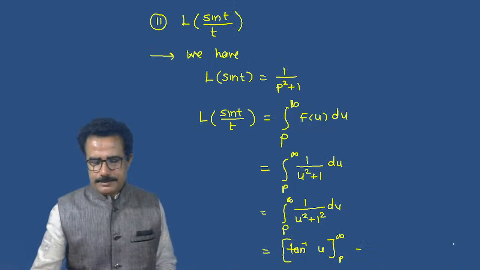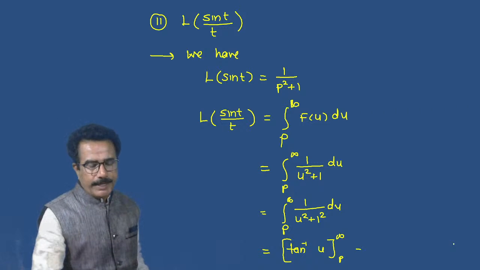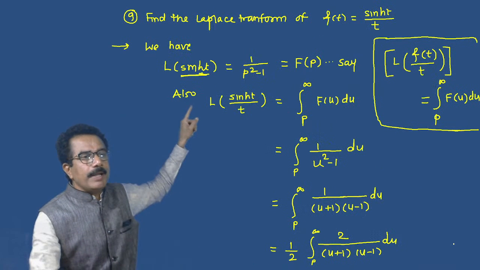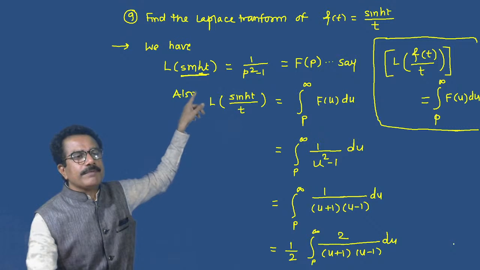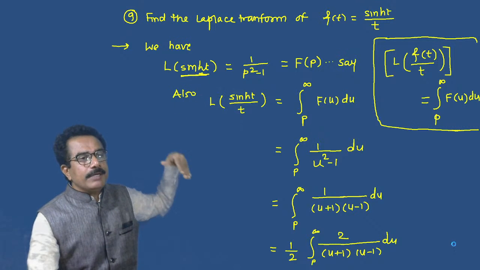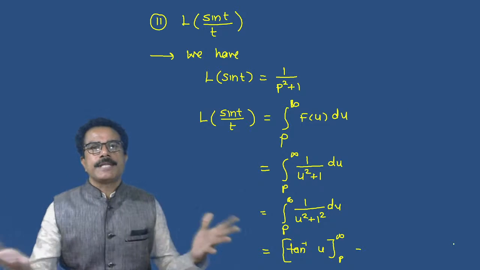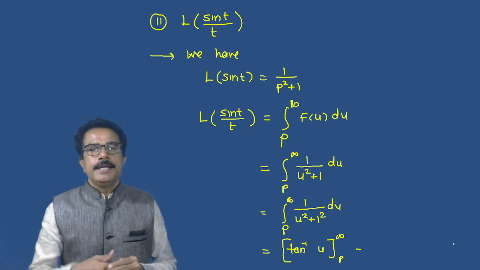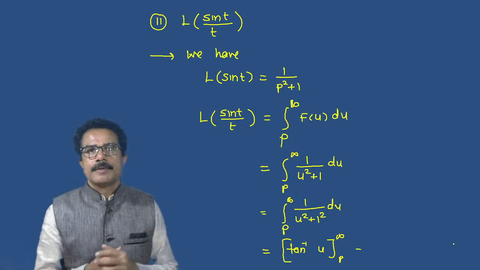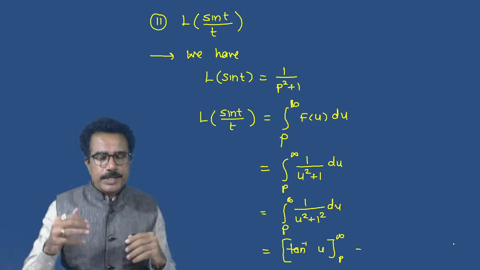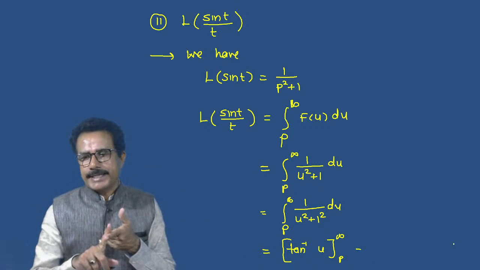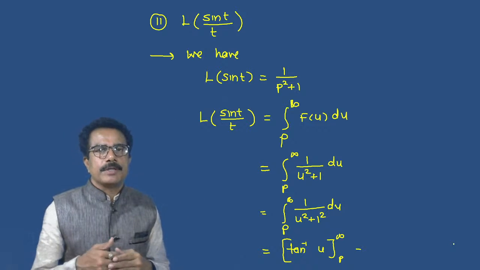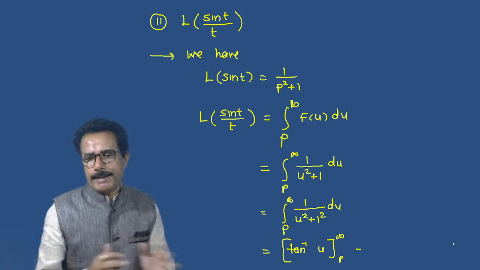Same problem. Now our aim is to find out the Laplace transformation of sin t divided by t. This is the problem. Laplace transformation of sin ht divided by t. Again we have to find out the Laplace transformation of sin t divided by t. What is the difference between the first problem and the second problem? In the first problem, in the problem number 10, we have used the hyperbolic function sin ht. Here in this case we have to calculate the Laplace transformation of the trigonometric function sin t divided by t.